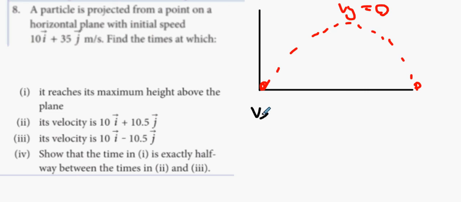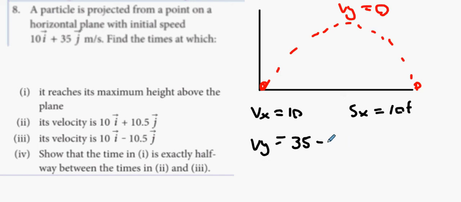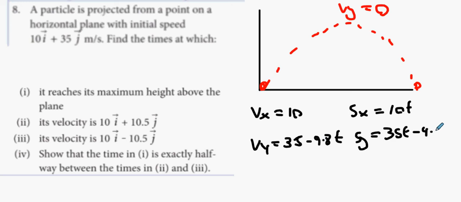Let's do our Vx. Vx is 10. Sx is 10t. Vy is 35 minus gt, or 35 minus 9.8t. Sy, here's the cheap way of doing this. Add a t onto the 35. Half the second one and add another t. So you get minus 4.9t squared. That's the fast way of doing it.